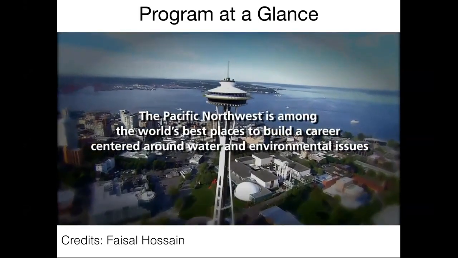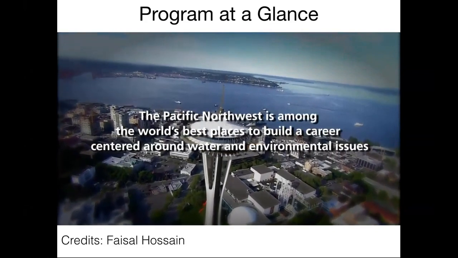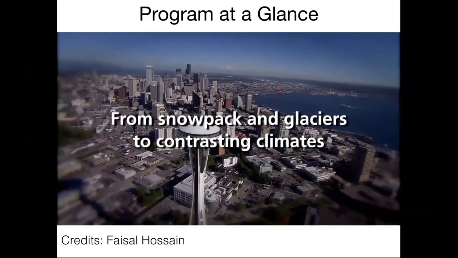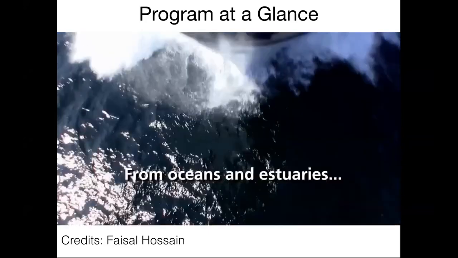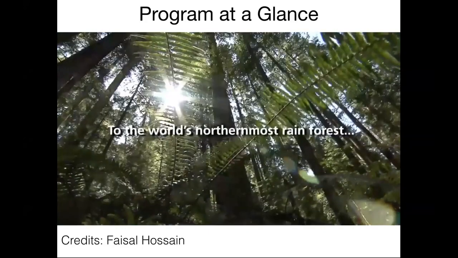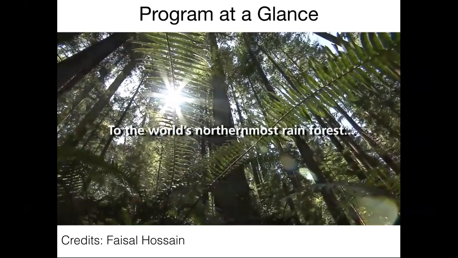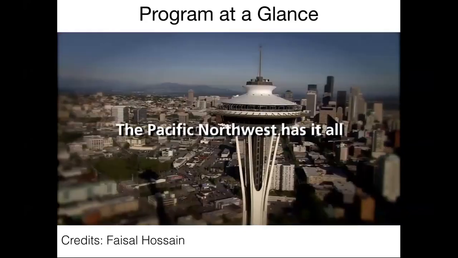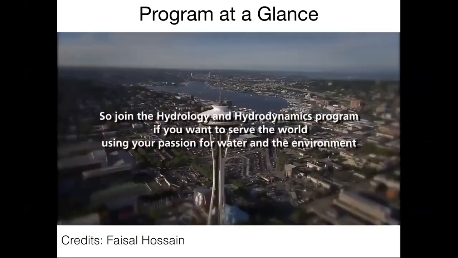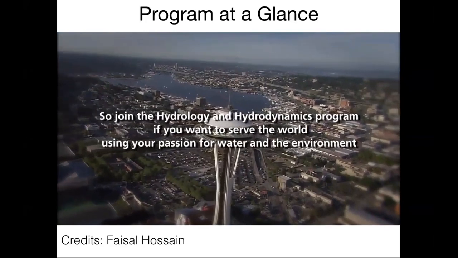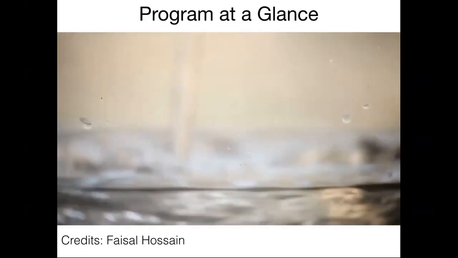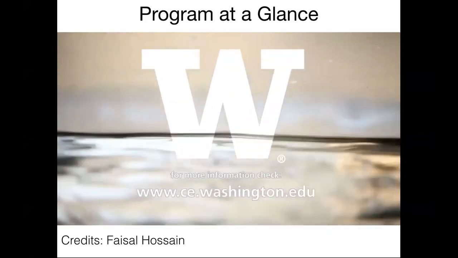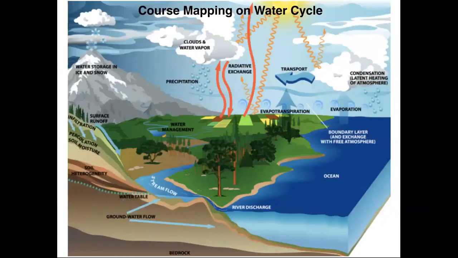Local and global problems, but use the Pacific Northwest as an example because it is centered around these water and environmental resources. So we have snowpacks and glaciers. We obviously have access to ocean, estuaries, rainforests, and an urban system which has an increasing population. So we are always dedicated to figuring out what accurate resources can help maintain sustainability in these systems. Right, so that was kind of an overview of the program.